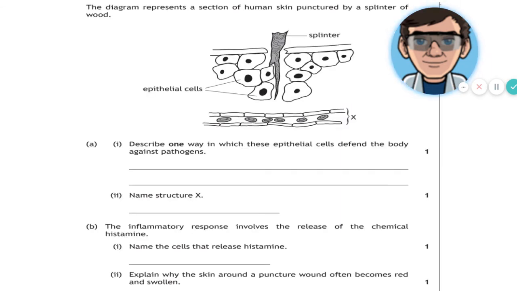Okay, so let's look at a question. Pause the screen now, answer these 4 marks, and when you're ready for the full answers, you can unpause.